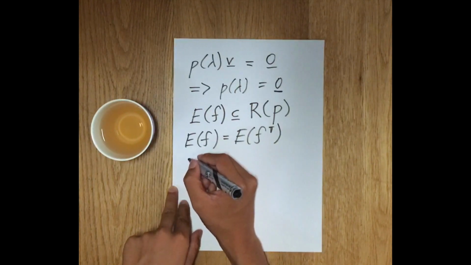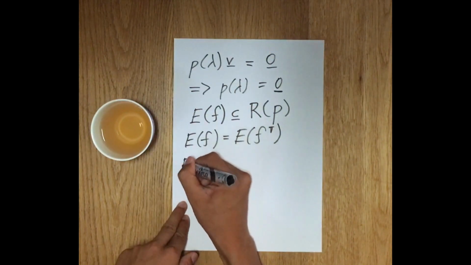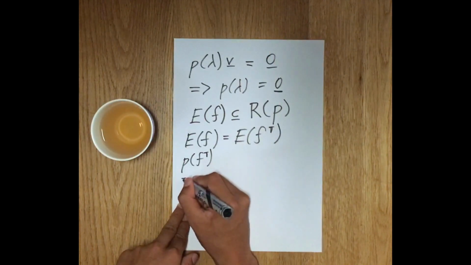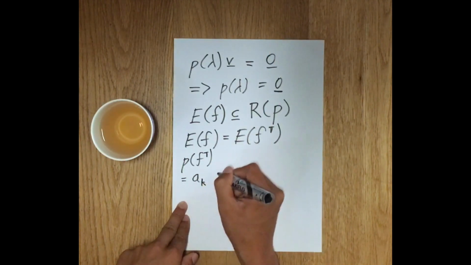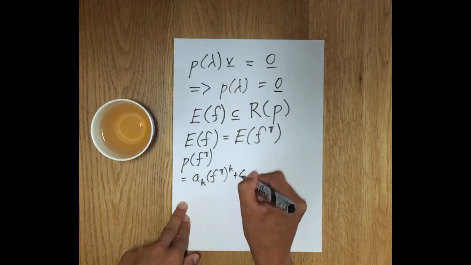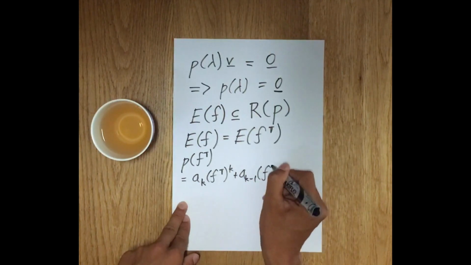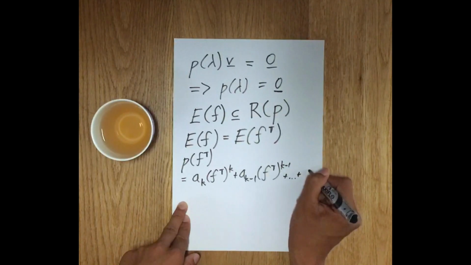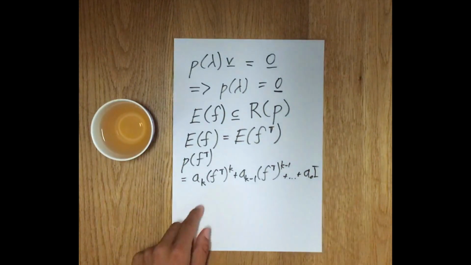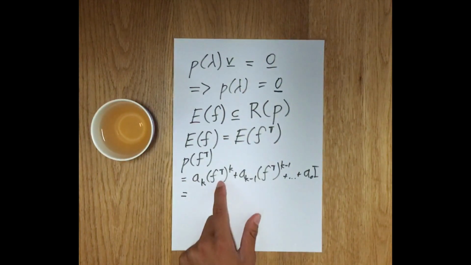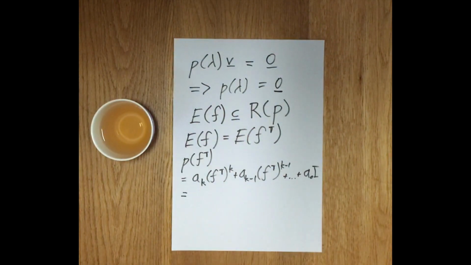So suppose we had a polynomial, let's take that p again, and evaluated it at f transpose. Then what we would get is, well, the expression we had earlier, but with f transpose instead. So now we use a key property of the transpose, which is that the transpose and the powers are interchangeable.